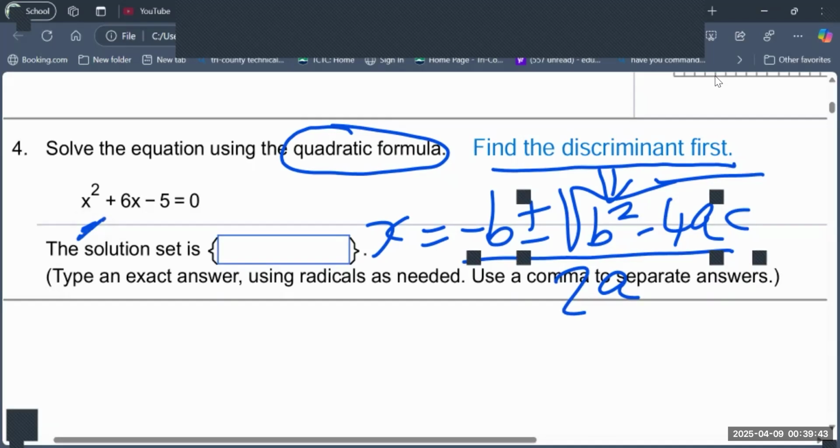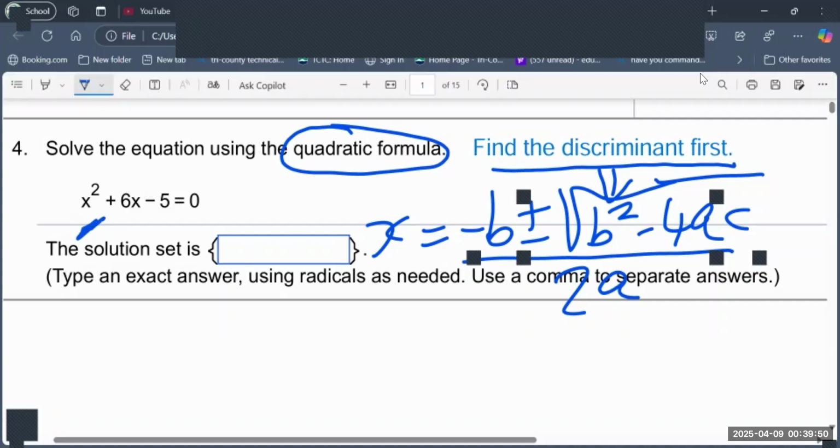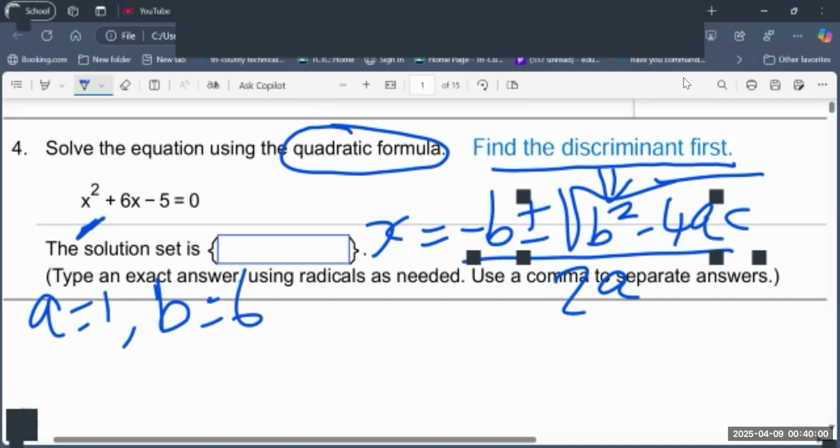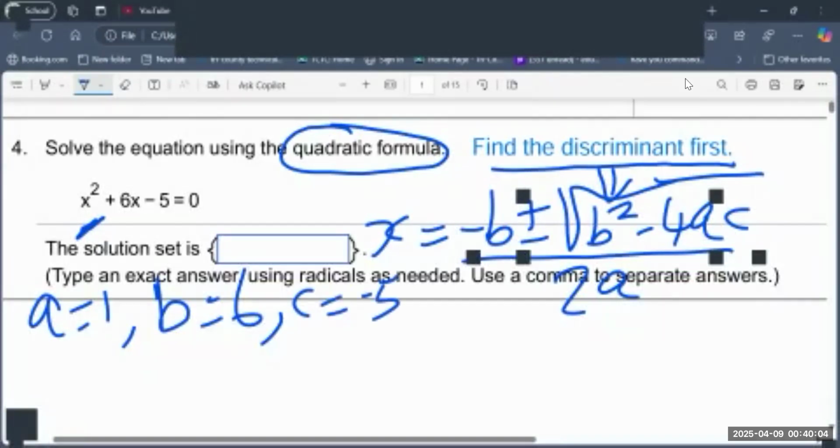First of all, the coefficient of the quadratic term is a, so a is equal to 1. The coefficient of the linear term, b, is 6. The constant term, c, is -5 in this particular equation. Okay, and I'm told to find the discriminant.